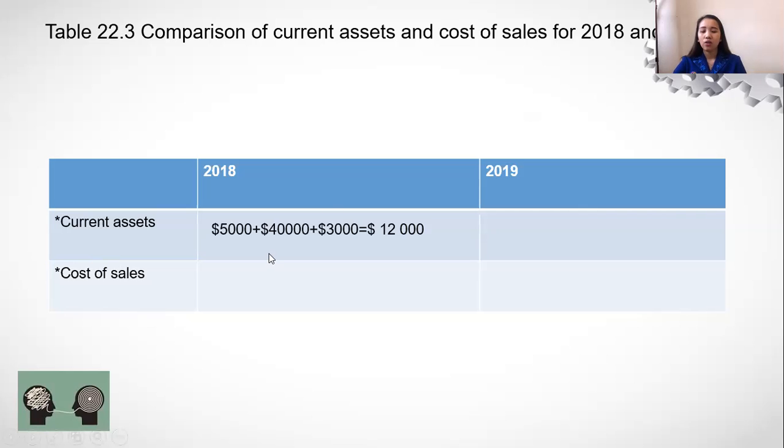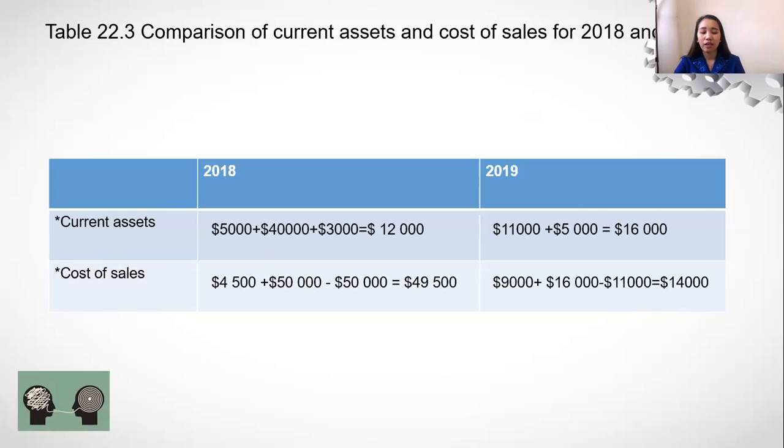In here we calculate all of the current asset. It's about 12,000 in 2018. For 2019 it's about 16,000, getting increased. And cost of sales 2018 is about 49,500. 2019 is about 14,000.